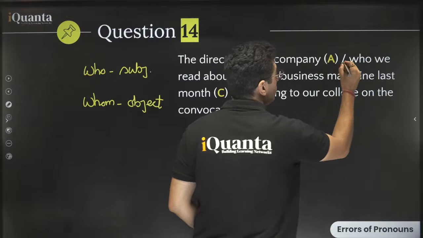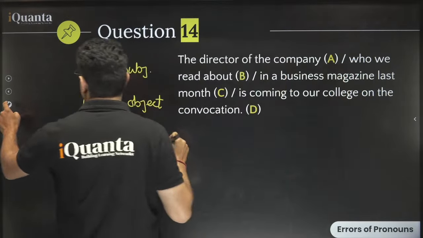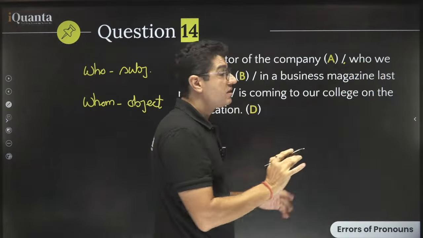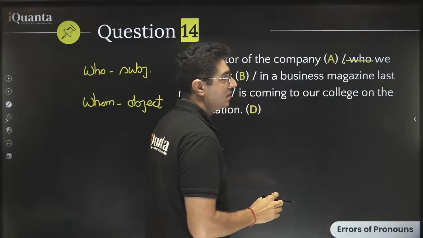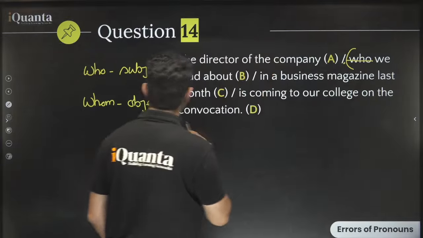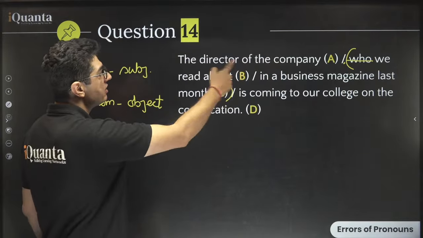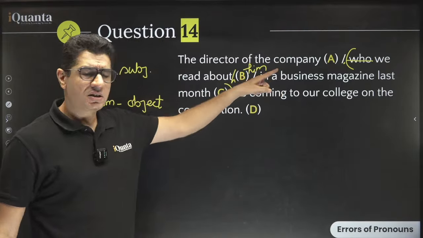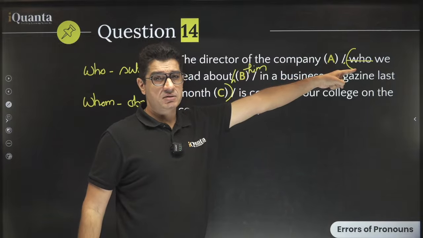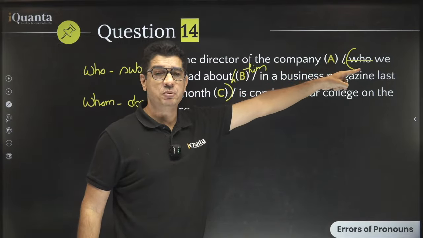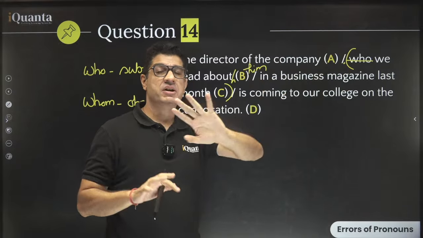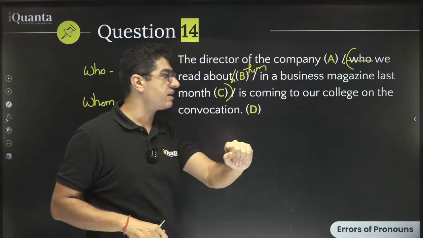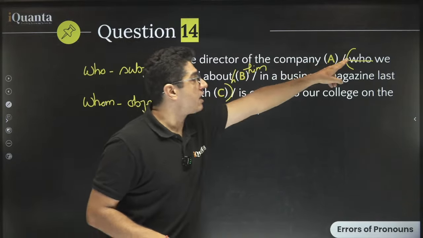So in case you are doubtful about who or whom, then what to do? Step 1, put a full stop here. Put a full stop, right? Then delete it. Now you are left with an incomplete part. How do you complete it? We read about him in a business magazine. So the pronoun that we've put here, who and whom, are called relative pronouns, by the way. If you've not attended grammar classes, you want to study, just Google relative pronouns and you'd be able to read this relevant area. So this pronoun is replacing him.